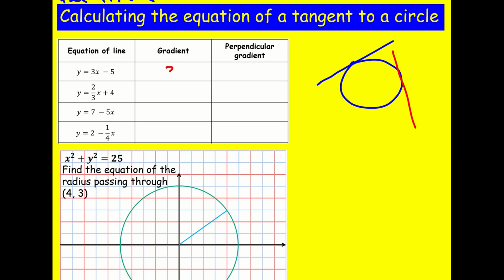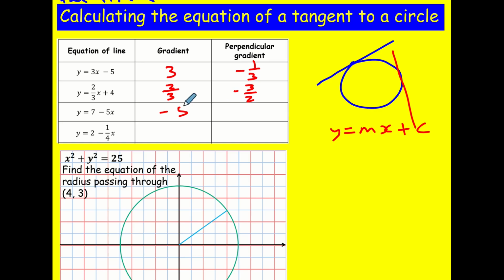The gradient is going to be 3 for this one. And that means the perpendicular gradient is going to be minus a third. I'm not going to go into loads of detail on this. There's lessons on perpendicular gradient if you want to look back at that. It's the negative reciprocal, or equivalently multiplied together to give you minus 1. Here it's 2/3 because it's always a number in front of the x. Remember, it's y equals mx plus c. I'm assuming knowledge of that. So the perpendicular gradient is the negative reciprocal. You basically flip it round, it becomes minus 3/2.